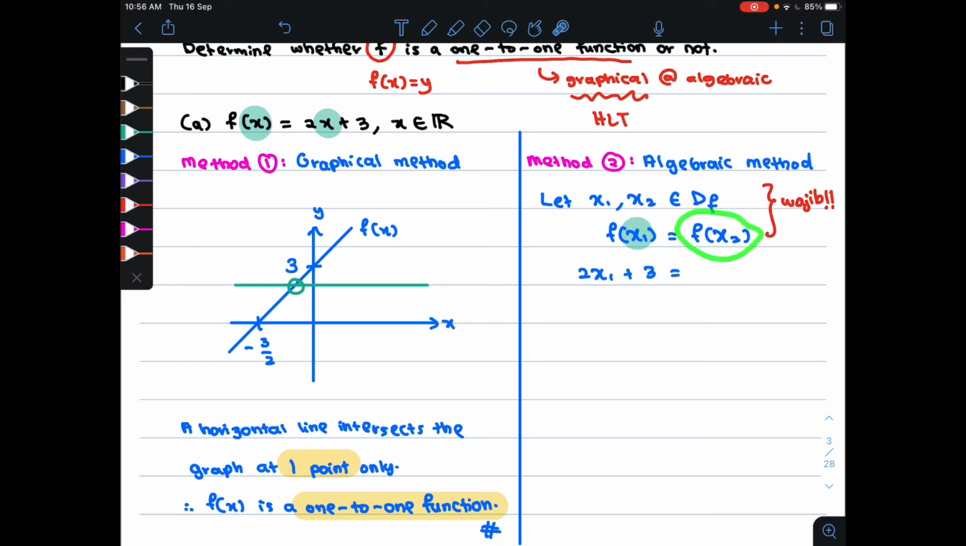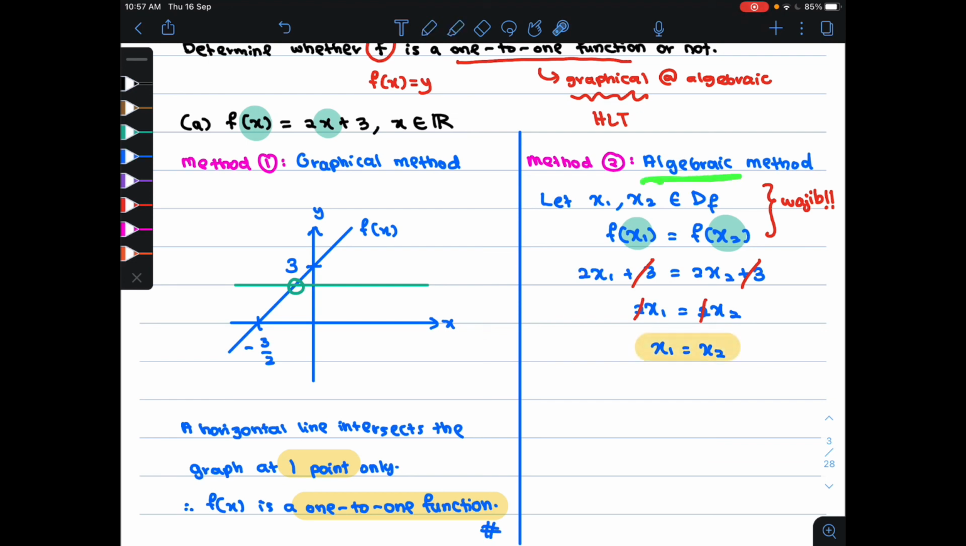What about f(x2)? This means that we substitute x2 into x. So, we will get 2x2 plus 3. So, daripada step ni, kamu mesti cancel out benda yang sama satu per satu. Okay? So, benda yang paling simple untuk kita cancel out adalah benda yang sama, which is plus 3 and plus 3. And now we have 2x1 equal to 2x2. Cancel out the same thing, which is 2 here. And we will get x1 equal to x2.